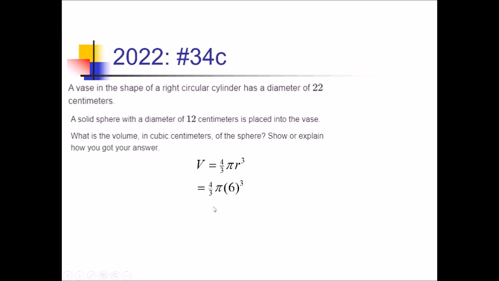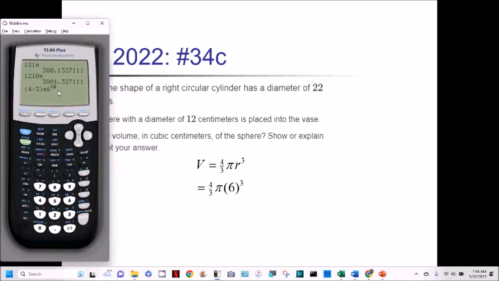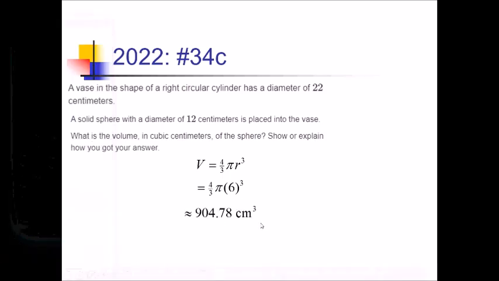And plugging that in, I'm not even going to bother getting an exact answer with pi. Let me just go straight to the calculator for this. So plugging all that in, for 4/3, I'm going to use parentheses 4 divided by 3. I've got my pi in there. Again, you can use 3.14 for that. And I've got 6 to the 3rd power, which is 216 if you have trouble finding the exponent button. Pressing enter, that comes out to 904.78 cubic centimeters.